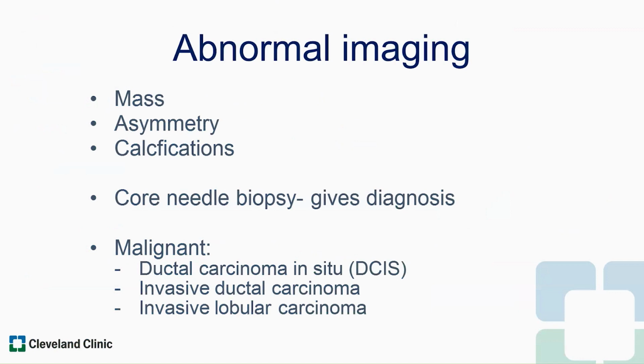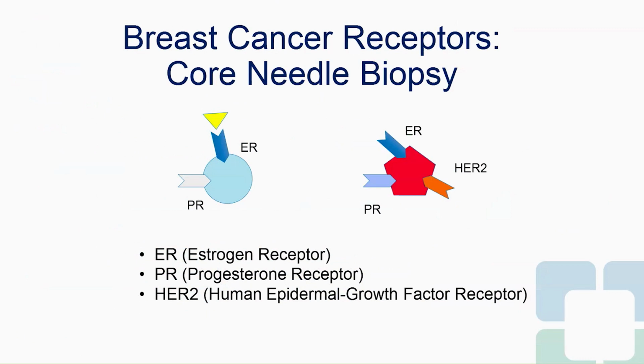Diagnosis of breast cancer, usually three main types: ductal carcinoma in situ, invasive ductal cancer, or invasive lobular cancer. On a core needle biopsy, breast cancer receptors can be identified. So this is what's called the tumor biology. What type of cancer is it? So the three receptors that we test for are estrogen receptor, progesterone receptor, or the HER2 receptor.